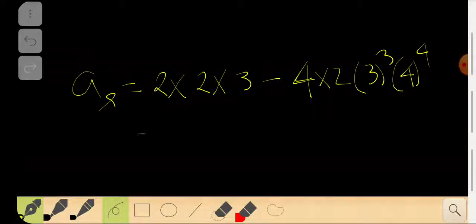Now what you can do is take out the 2 times 2 times 3 outside. I did this before, so let me look at it.